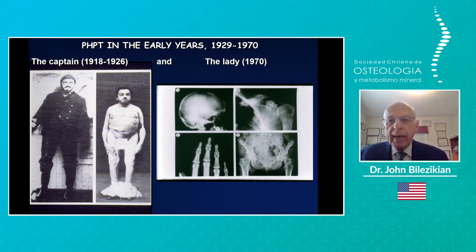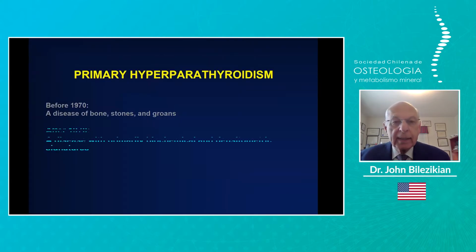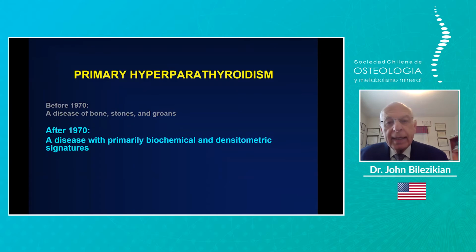On the right are x-rays of a patient I took care of many, many years ago. And you can see the skull shows the salt and pepper degranulation. The clavicle is missing its outer third radiologically. There is subperiosteal bone resorption of phalanges, and the pelvis of this lady is riddled with osteitis fibrosa cystica. Of course, we don't see that kind of primary hyperparathyroidism that much anymore.